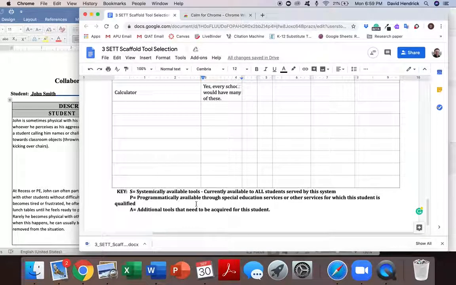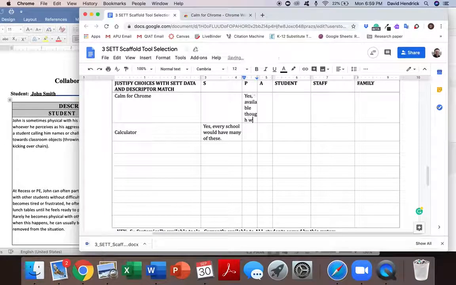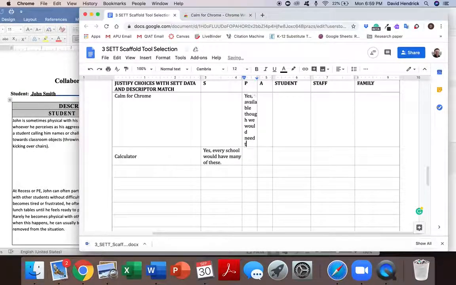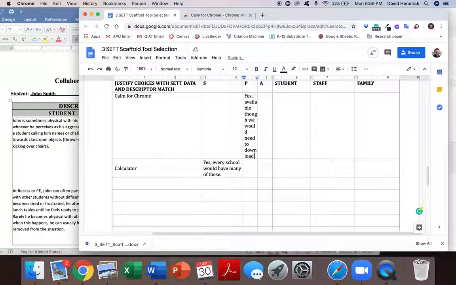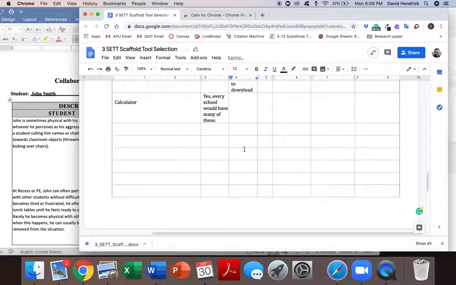P is basically a little less available, but still pretty easy to get. That might be the Calm for Chrome. So we would then put that one in P. So we'd say yes, available, though we would need to download. Let me straighten out these columns. So that's how that one would go.